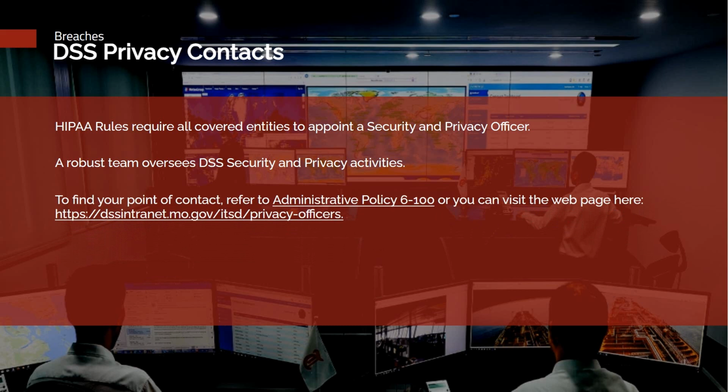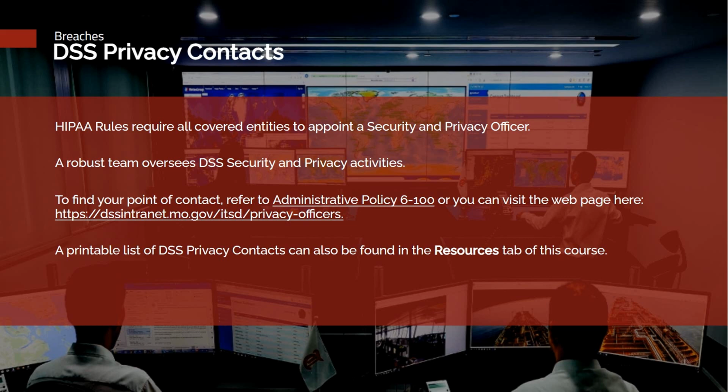To find your point of contact, you can refer to Administrative Policy 6-100, or you can visit the webpage dssintranet.mo.gov/itsd/privacy-officers. A printable list of DSS privacy contacts is also in the Resources tab of this course.